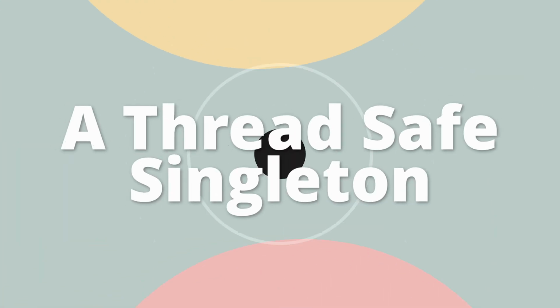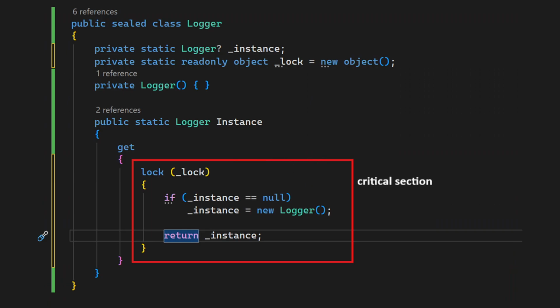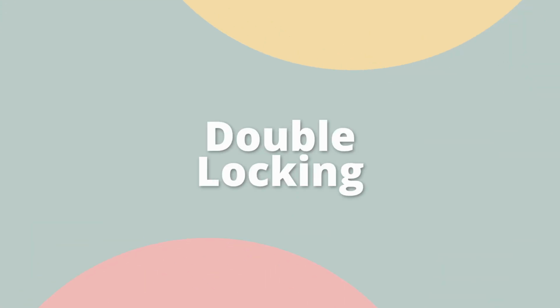Let's fix that. Alright, let's bring in the big guns. A lock. By wrapping the critical section, the part that creates the instance, inside a lock, we make sure only one thread can enter at a time. So even if 50 threads scream, "I want a logger!" at once, they'll have to patiently line up. This version is now thread safe, but there's a tiny catch. Every time we access instance, we are locking, even when the object's already created. It's like checking if your front door is locked every time you walk by it. Can we do better? Oh, absolutely.